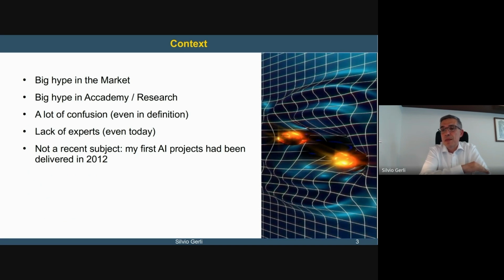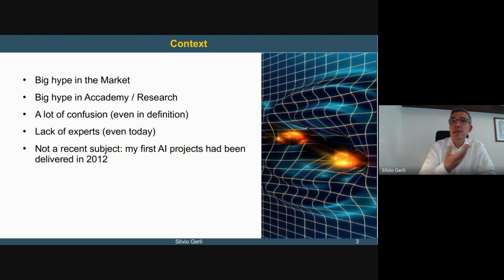The result of this very high speed, this acceleration, is the lack of experts. Even today, I teach in a data science course, so I see more or less 100 students per year in Lombardy, but they are very few. The market needs more experts than this. However, AI is not, of course, a recent subject. My experience in the first AI projects was in 2012, so more than 10 years ago.